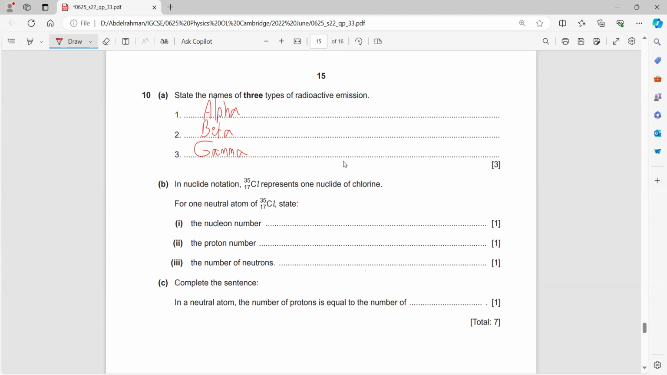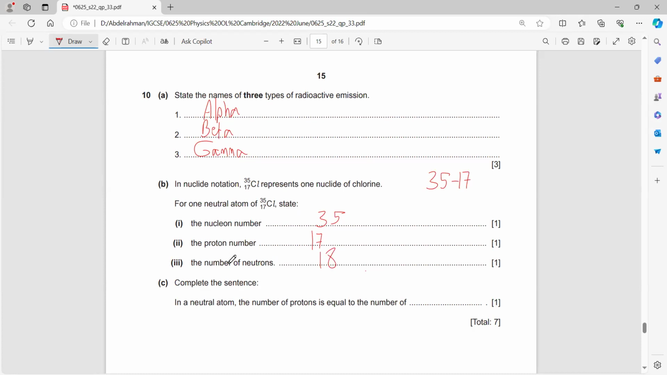State the nucleon number: 35. The proton number is 17. How can I find the neutron number? 35 minus 17. Yes, bravo. 18 neutrons, right.